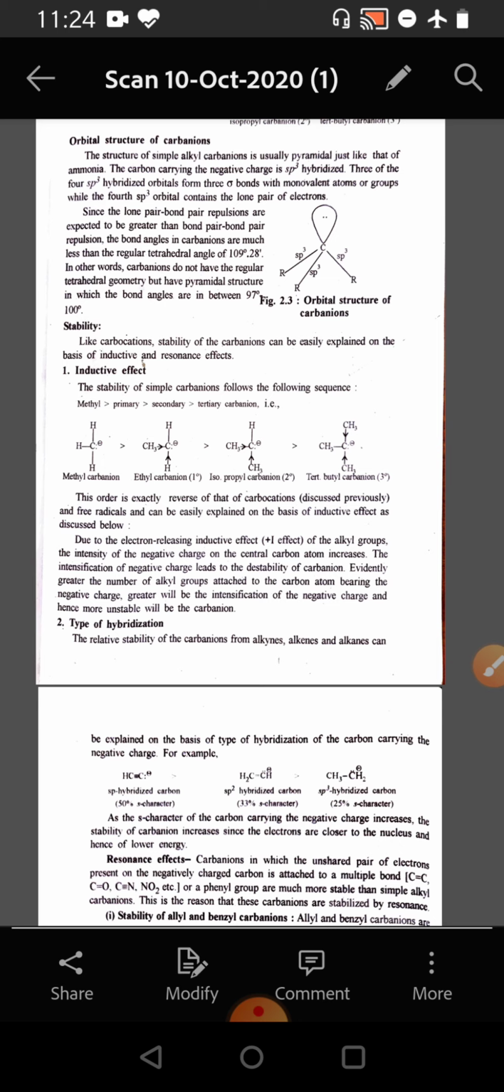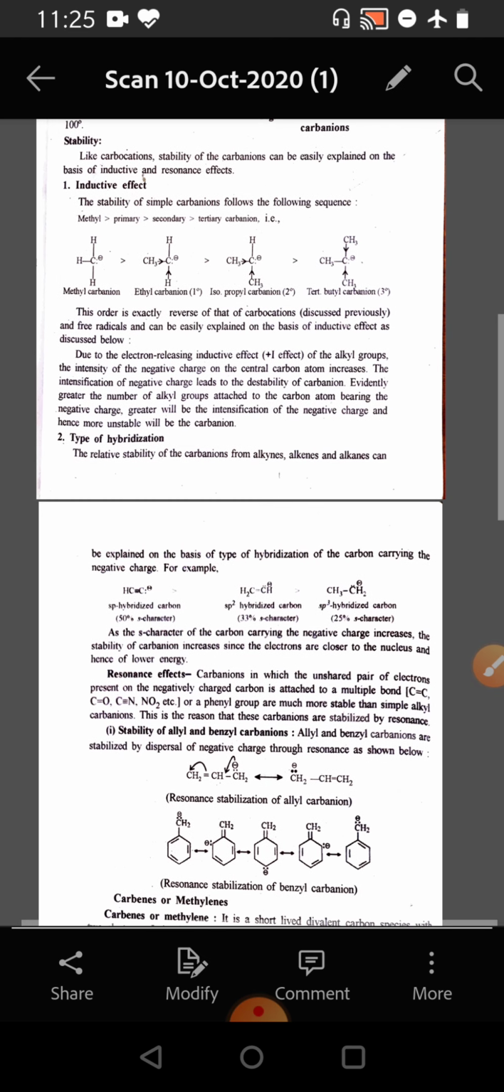Since the lone pair-bond pair repulsions are expected to be greater than bond pair-bond pair repulsions, the bond angles in carbanion are much less than the regular tetrahedral angle. In other words, carbanions do not have the regular tetrahedral geometry but have pyramidal structure in which the bond angles are in between 97 to 100 degrees.